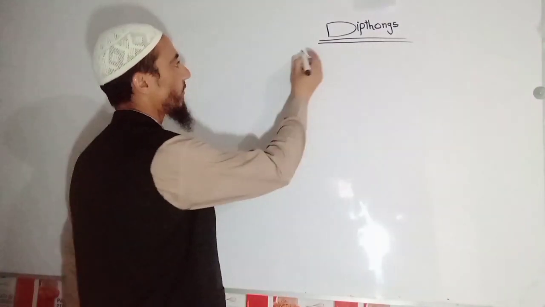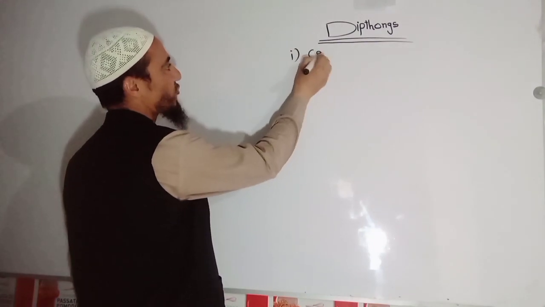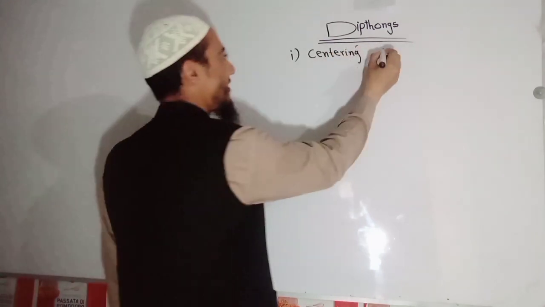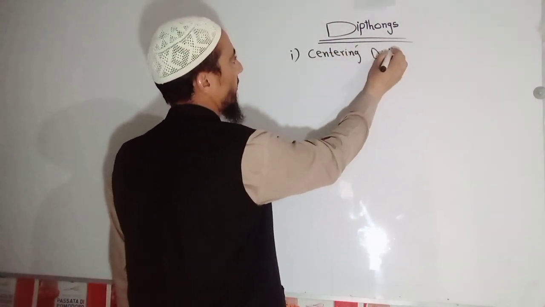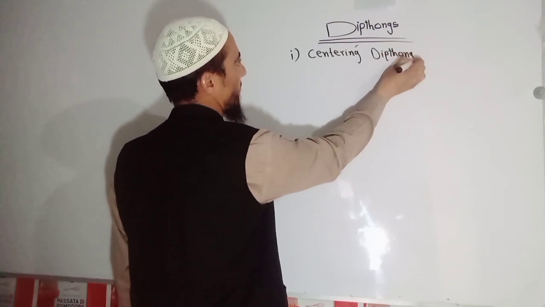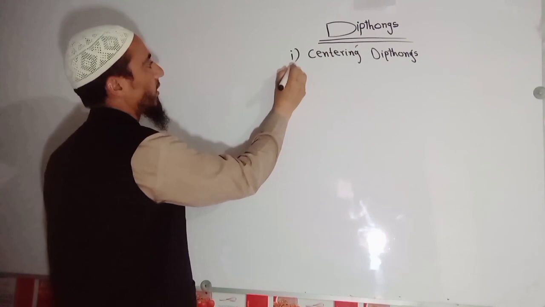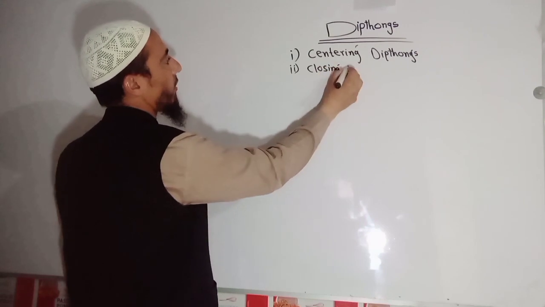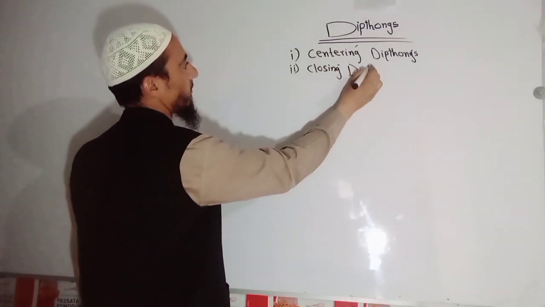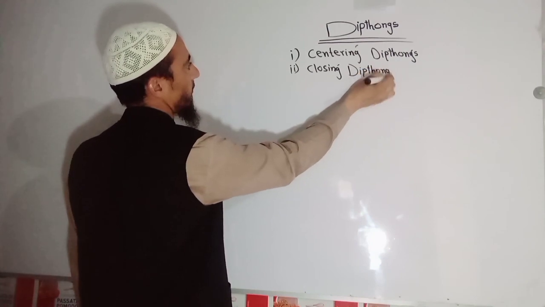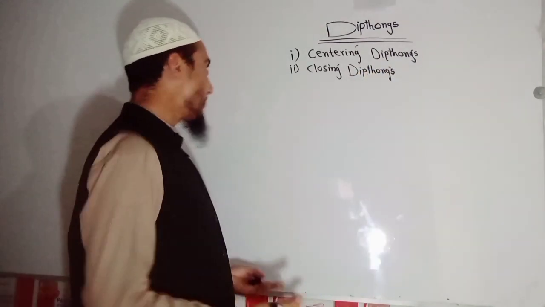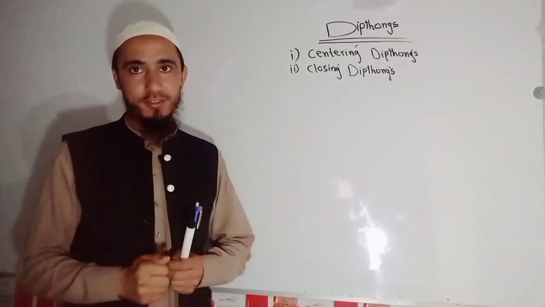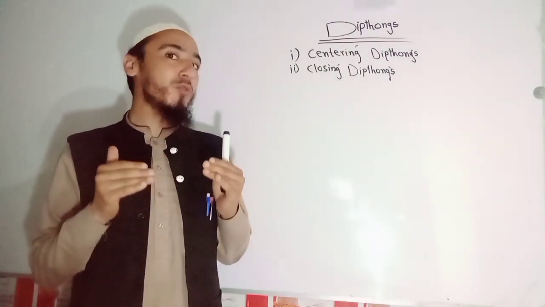The first category is known as centering diphthongs, and the next category is known as closing diphthongs. Listeners and audience, what is meant by centering diphthongs, or what are centering diphthongs?